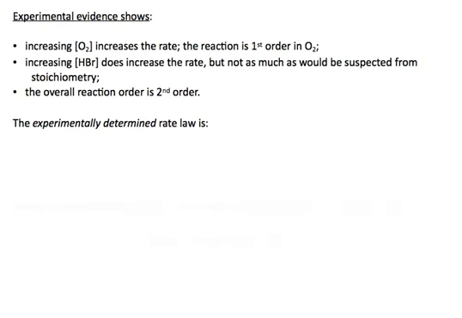So we've got to go to the experiments. And so here's some experimental evidence. Increasing oxygen increases the rate, so the reaction is 1st order in O2. Increasing hydrogen bromide does increase rate, but not based on the stoichiometry, so it's not going to be raised to the power 4, but it does increase rate. And overall, it's a 2nd order reaction. And so we can write an experimentally derived rate law. We have enough information. 1st order with respect to O2, and 2nd order overall, which means there must be HBr, and it must be to the 1. So there's 2nd order overall, 1st order in oxygen, 1st order in HBr. That's the experimentally determined rate law.